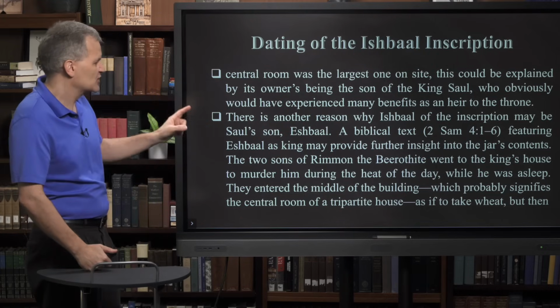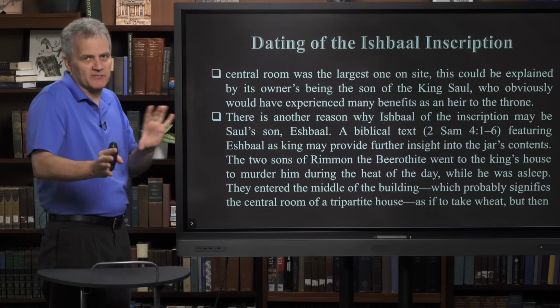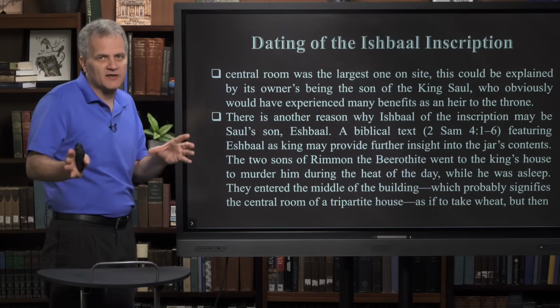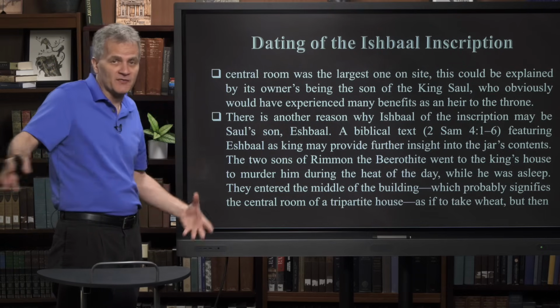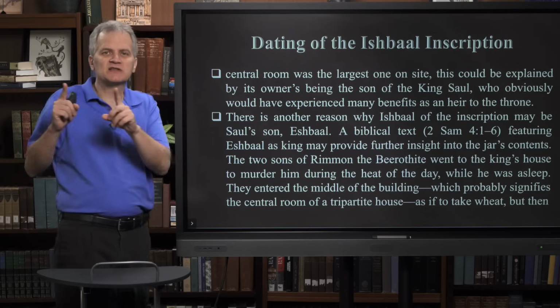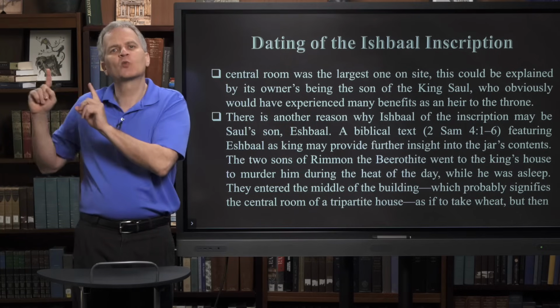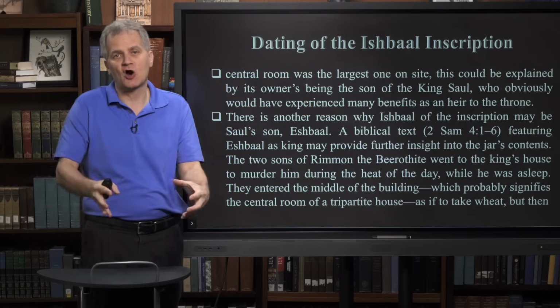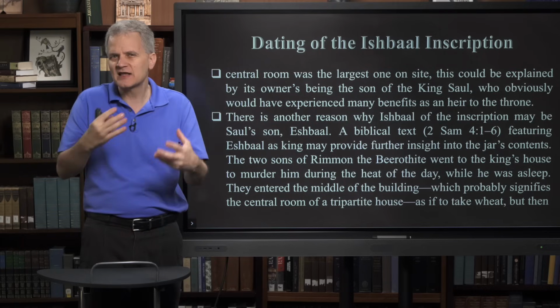But these two guys came there. I mean, they didn't have good intent. They came there. He was asleep in the innermost room. They entered the central room as if to take wheat. So it's as if they talked to the guards and said, we're just going to get some wheat from the jar that's inside the central room. And what does that suggest to us?